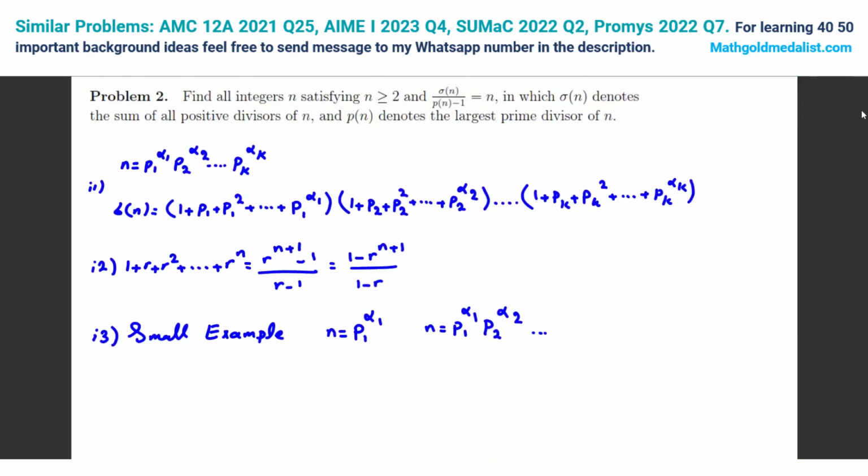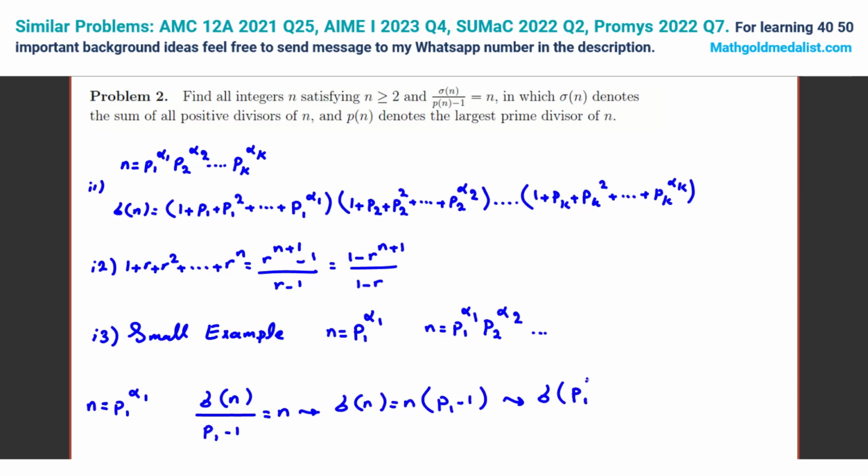Now let's see what we can say. In this part, let's check n is p1 to the alpha 1. So sigma of n over the largest prime divisor of n. Here we have only one prime, so it is p1 minus 1. It should be equal to n. So here we can say sigma of n is equal to n times p1 minus 1. Now we replace n with p1 to the alpha 1, so it is p1 to the alpha 1 times p1 minus 1.